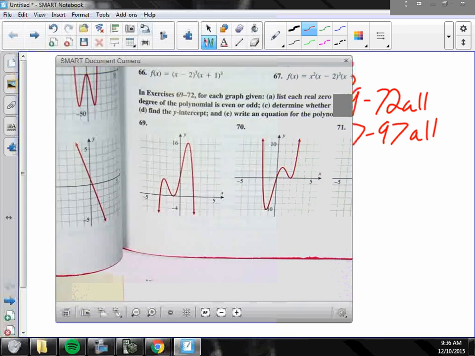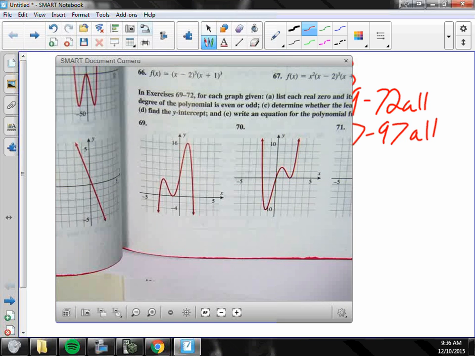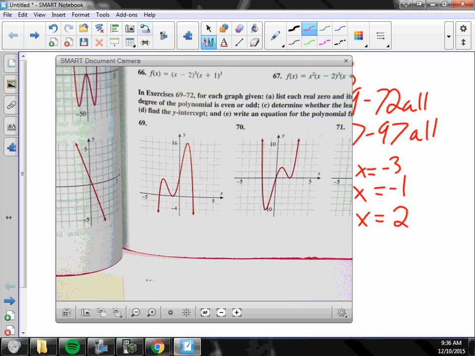So if you look at number 69, part A says list each real zero and its smallest possible multiplicity. So the roots of 69 are -3, -1, and 2. And what is the smallest possible multiplicity of -3? What's the smallest number of times that root can happen? 1. And then this one has multiplicity of 2, and the next one has multiplicity of 1.